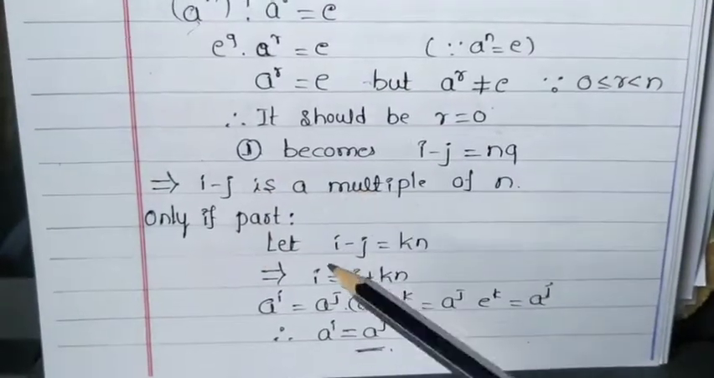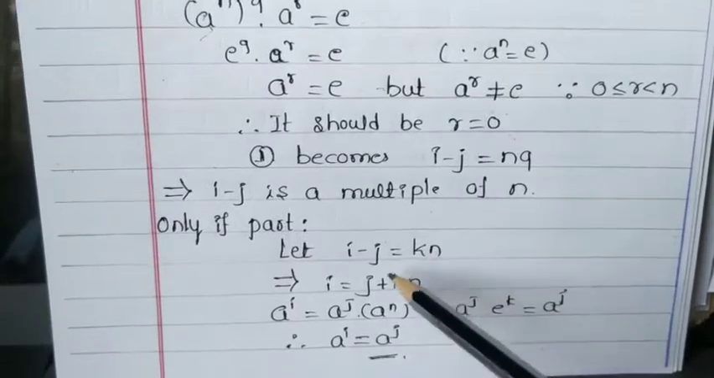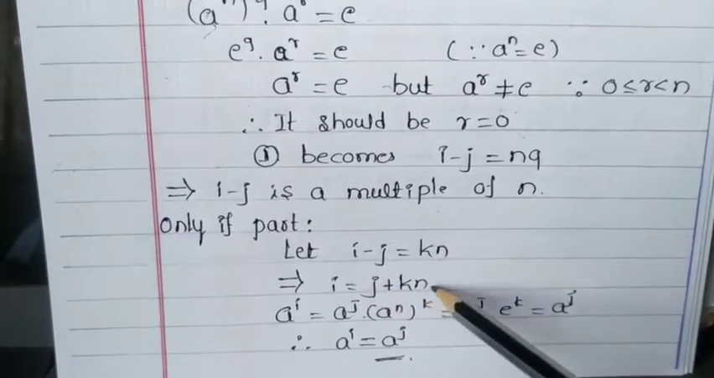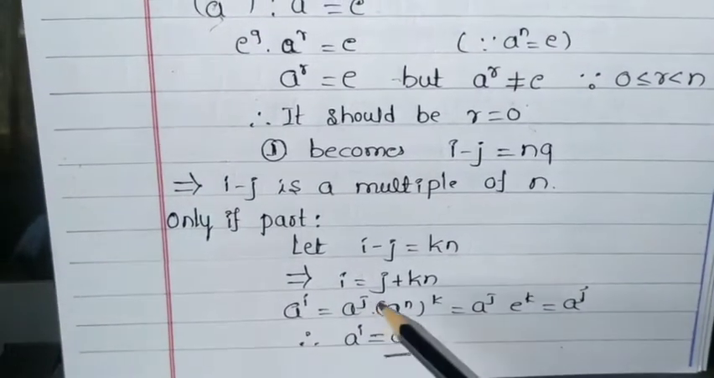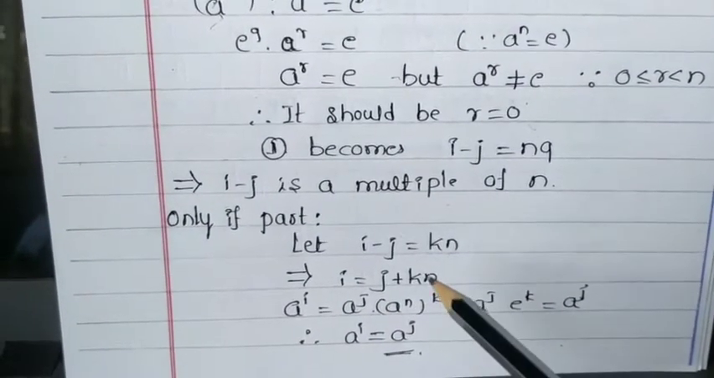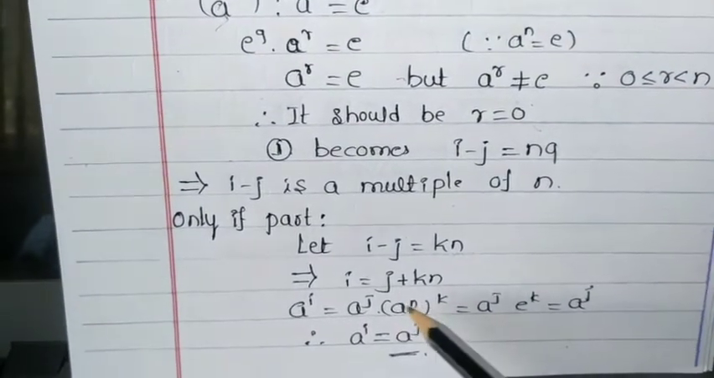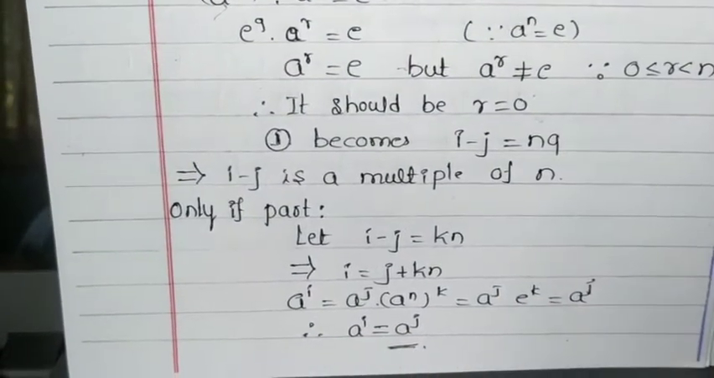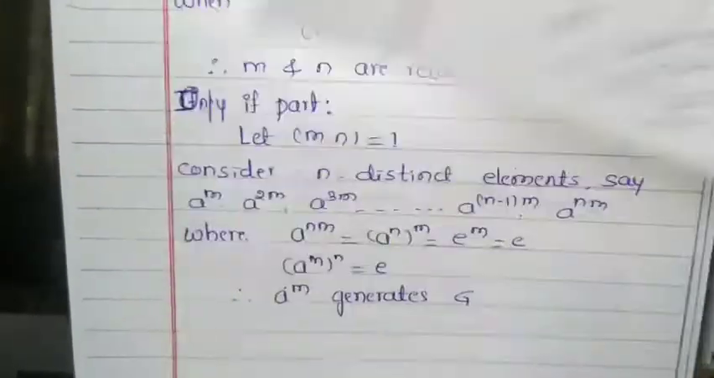Now the only if part. Given that i minus j is a multiple of n, to prove that a raised to i equals a raised to j. Here i minus j equals k into n, so i equals j plus kn. Raising a on both sides, we have a raised to i equals a raised to j into a raised to n to the power k. That is a raised to j into e raised to k, and e raised to k is e. That means a raised to i equals a raised to j. So this is the proof of the theorem.